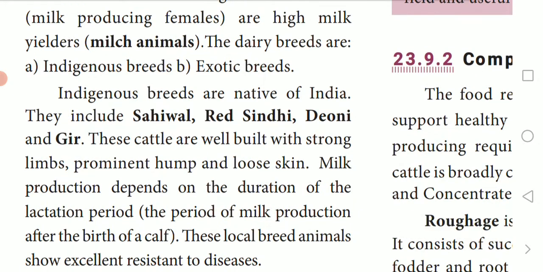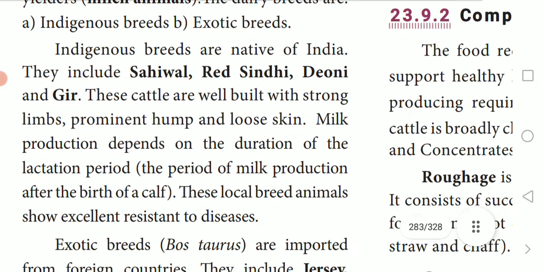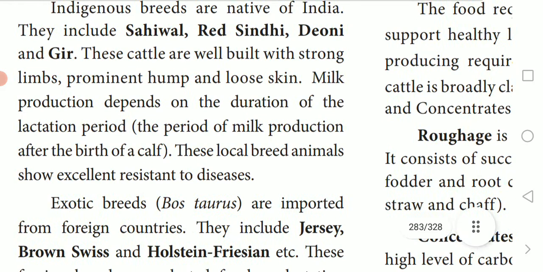The dairy breeds are indigenous breeds and exotic breeds. Indigenous breeds are native to India. They include Sahiwal, Red Sindhi, Dioni, and Gir. Just practice these cows' names. These cattle are well built with strong limbs, a prominent hump, and loose skin.